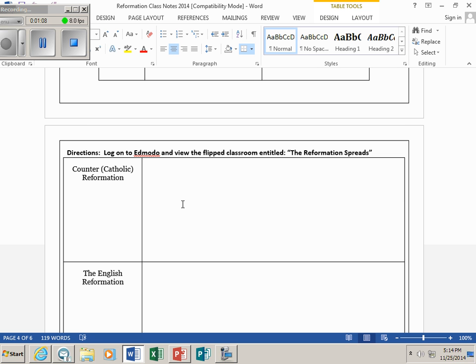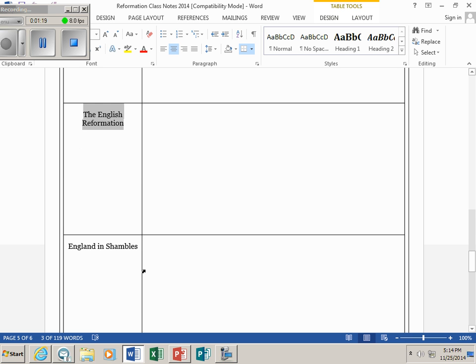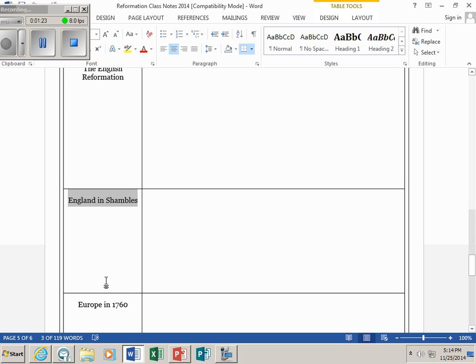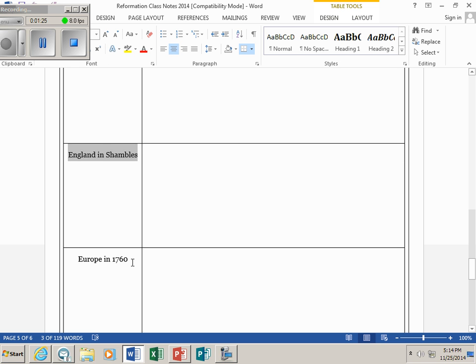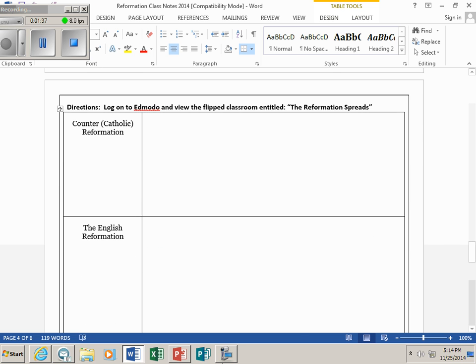So today we're going to focus on what the church does to reclaim its authority. We're going to take a look at the Catholic Reformation, and the English Reformation, and basically how England ends up in shambles in the 1600s. Then we're going to end with what Europe looked like by 1760. So we're moving right along. Over the past month, we've covered about 300 years of history. So let's take a look. Our first topic will be the Catholic Reformation.